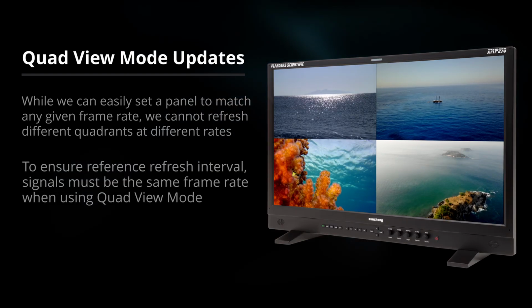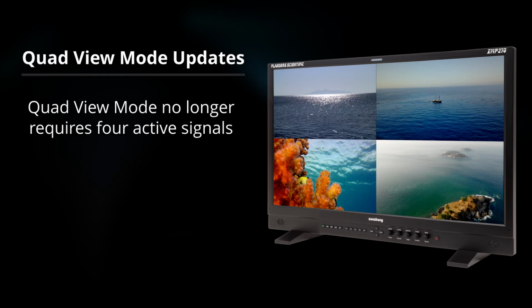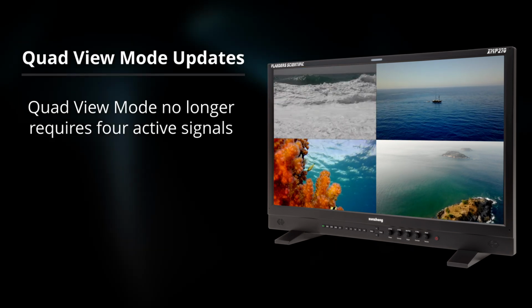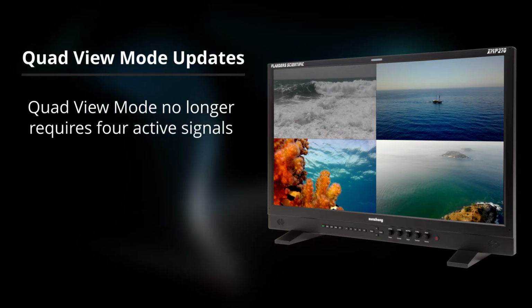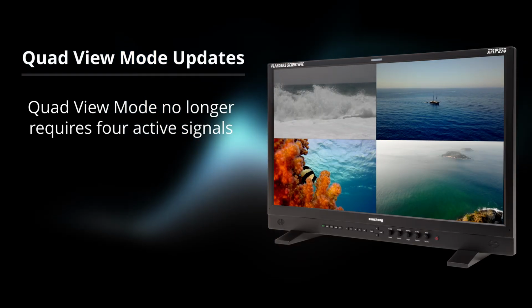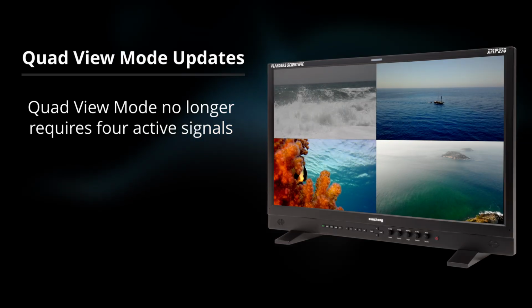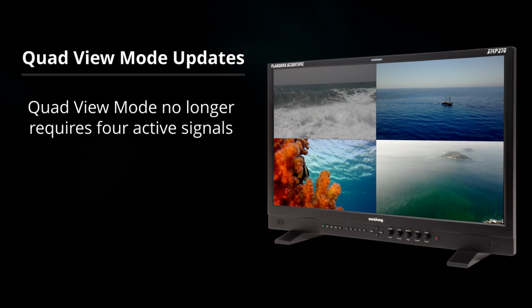Another update to Quad View mode is that you now no longer need to have 4 active signals going to the monitor to enter this viewing mode. Previously, empty inputs were not supported, but in this latest build, you can now view 2, 3, or 4 signals on screen at the same time. Any missing signals will simply be shown as a black quadrant when using Quad View mode.